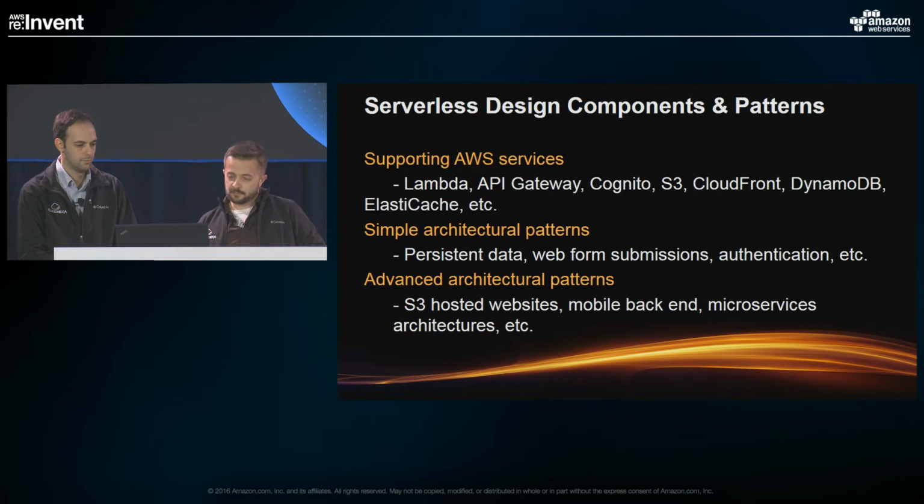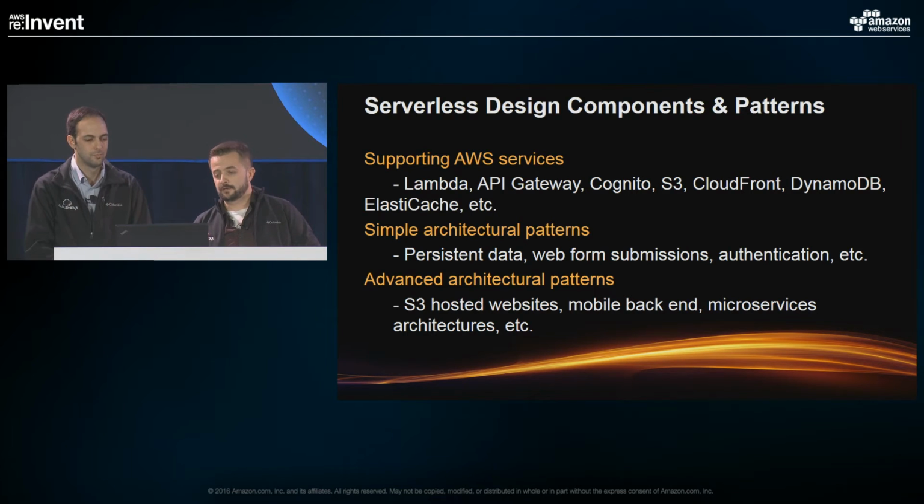Oh, so we missed that. So a couple of architectural advanced patterns. We can look at fully hosted S3 websites. We can look at Internet of Things or mobile backends. And we can look at microservices architectures. Microservices architectures obviously are not three-tier, but we can easily bundle together API Gateway and Lambda to create a microservice.